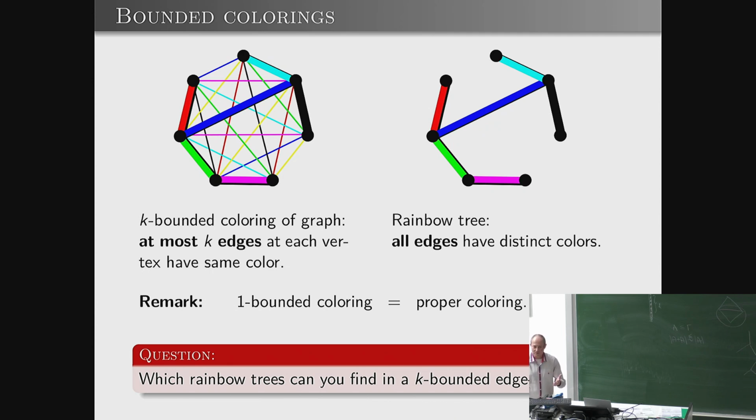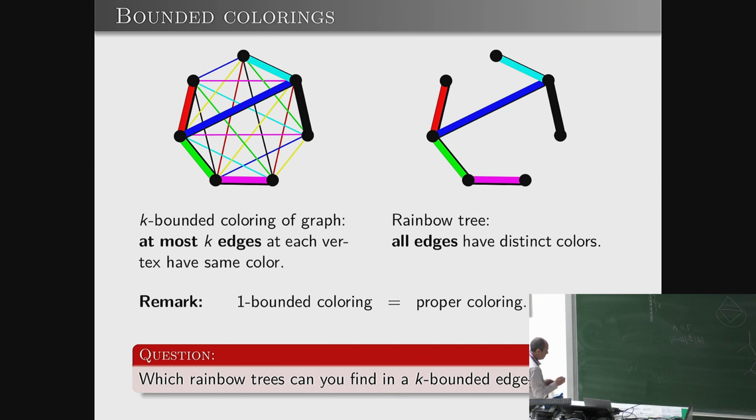What I want to ask is which rainbow trees I can find a copy of. This is exactly the question. The tree may be given to me by you, but my task would be to find this tree in this coloring. Again, the coloring is adversarial. I need to find this tree such that all edges of the tree get distinct colors. Before I tell you the result, let me give you some motivation for why it might be interesting to consider this problem.